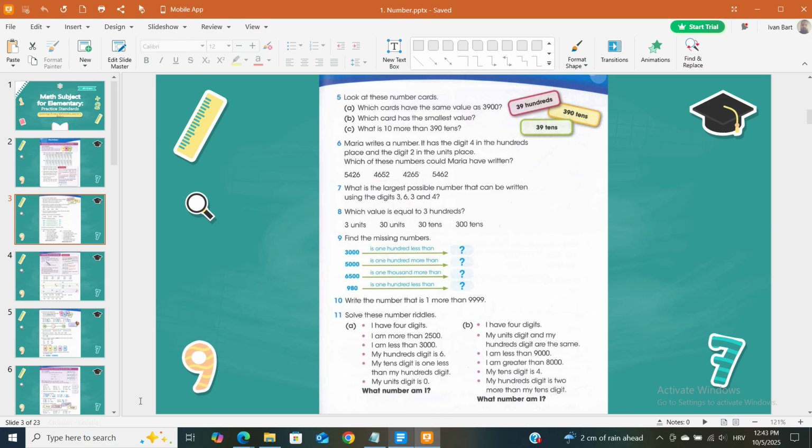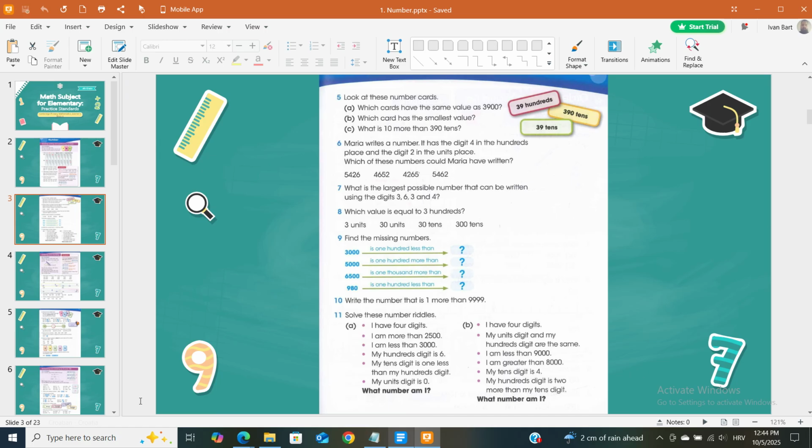8. Which value is equal to 390 tens? 3 units, 30 units, 30 tens. 9. Find the missing numbers. 300 tens, 39 tens. (a) Is 100 less than 3000?